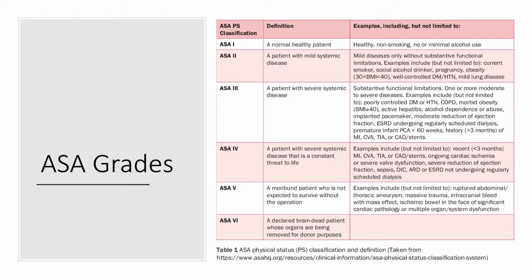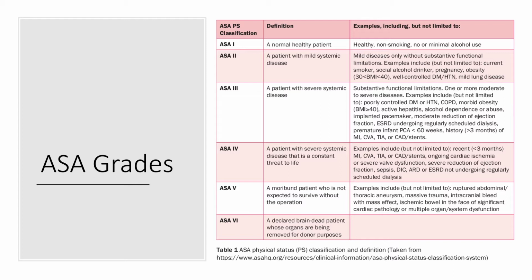ASA 3 is someone with a more severe systemic disease. This is where we approach the topic of multiple comorbidities, heart failure, hypertension. This is something that would be manageable with some medication. Overall, it is quite stable. These patients do experience some substantial limitations from the disease. They might struggle to walk up or down stairs, they might have a pacemaker, but otherwise they're able to cope with an operation and shouldn't have any major issues.